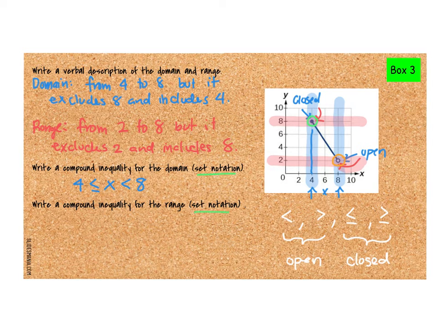All right. Now going for the range is basically the same thing, but for range now we're talking about the top and bottom, right? Going up and down.